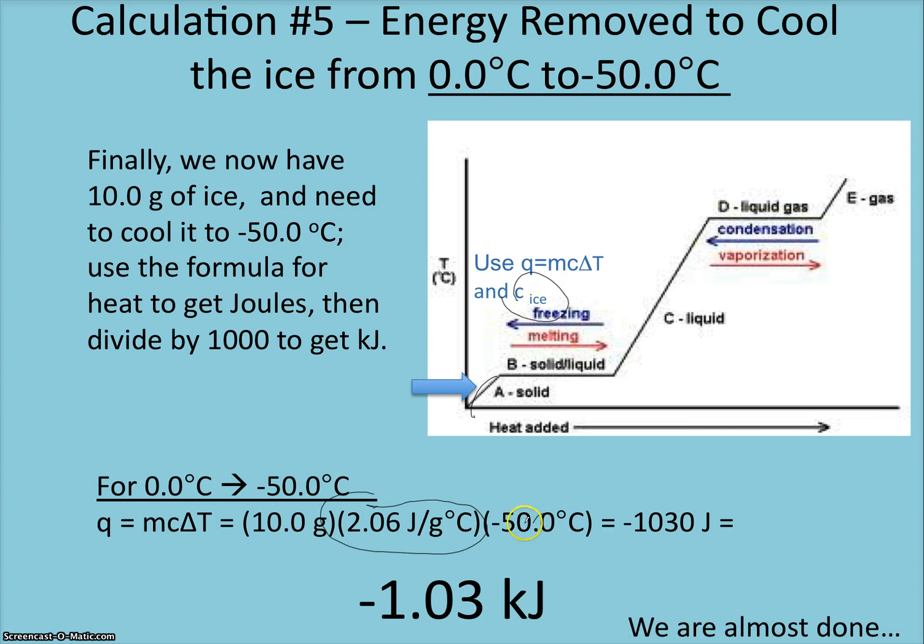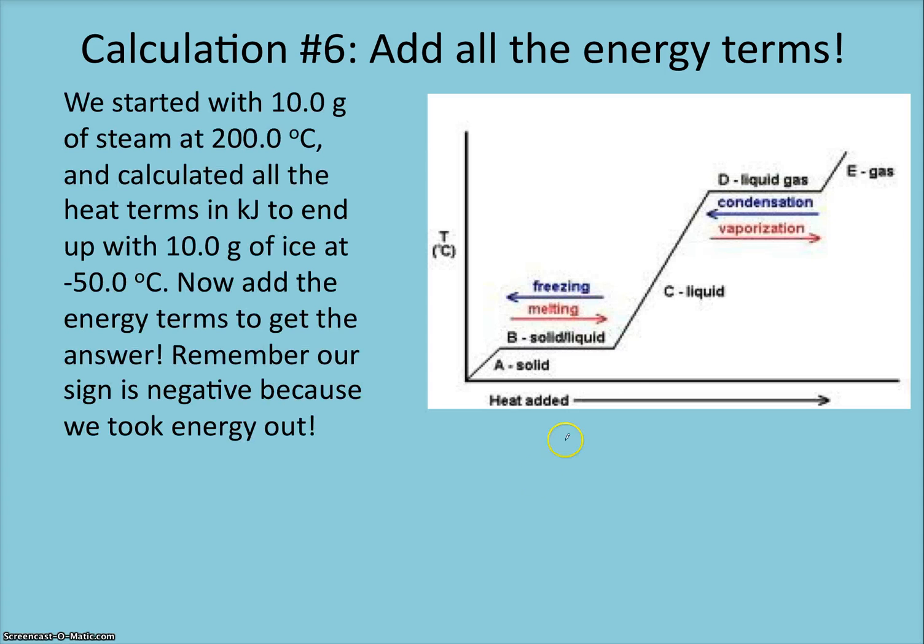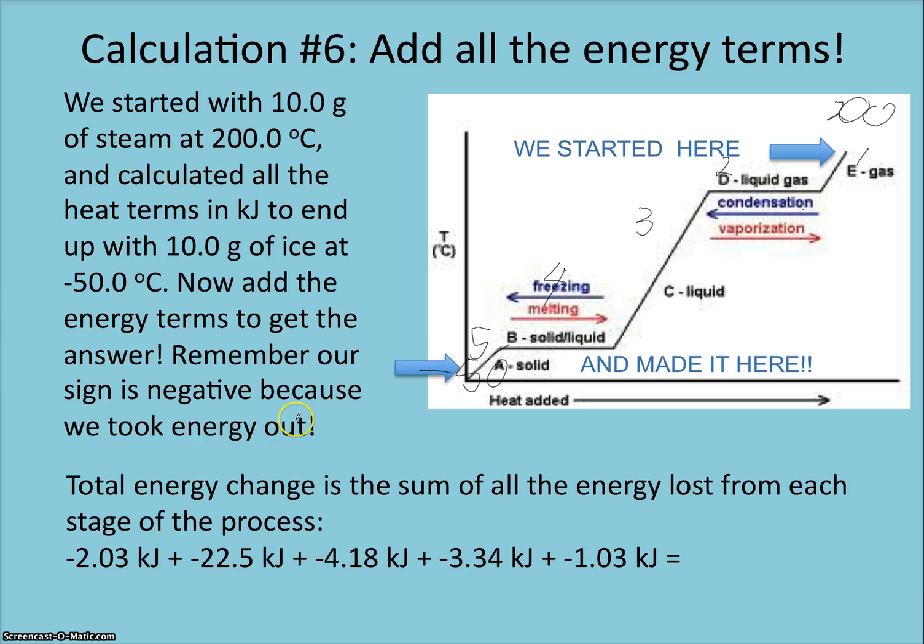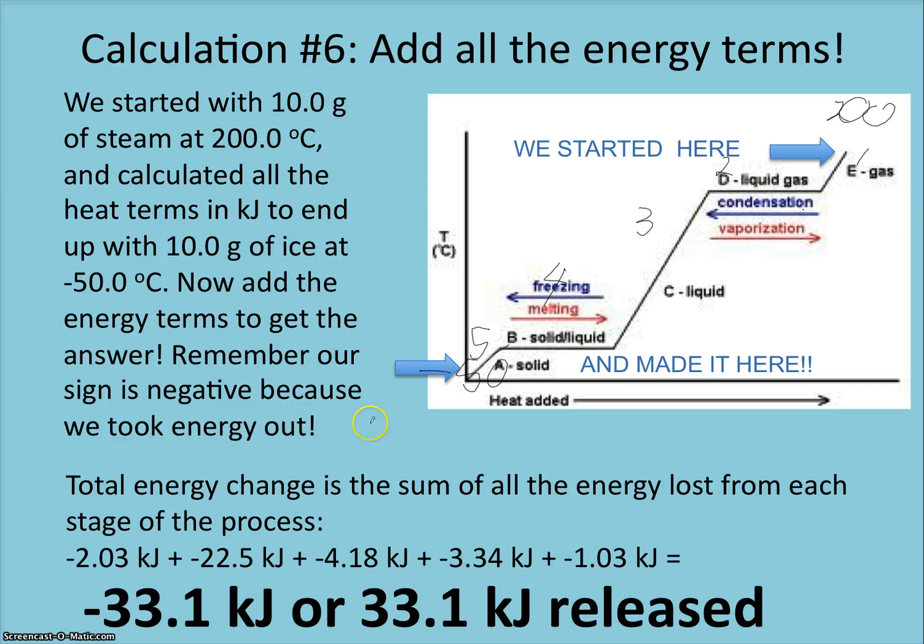Getting tired yet? We're almost there. We've done the 5 major calculations. The last thing we need to do is add up all those energy terms. So remember, we started way up here at 200 degrees C, and we cooled it down to minus 50. So we've got 1, 2, 3, 4, and 5 calculations to do. And our last calculation then is to add all the numbers and get a final answer.